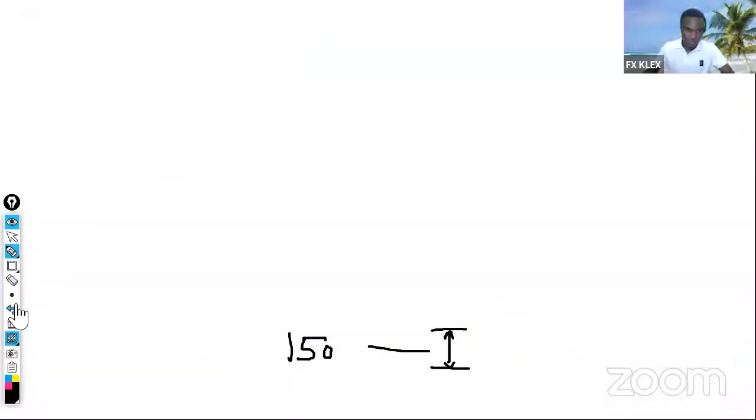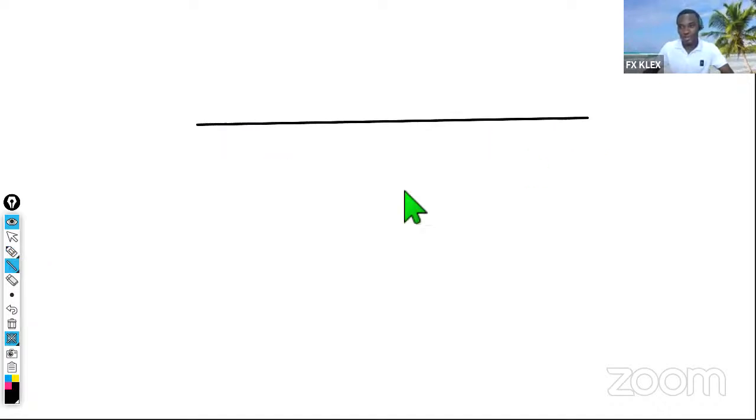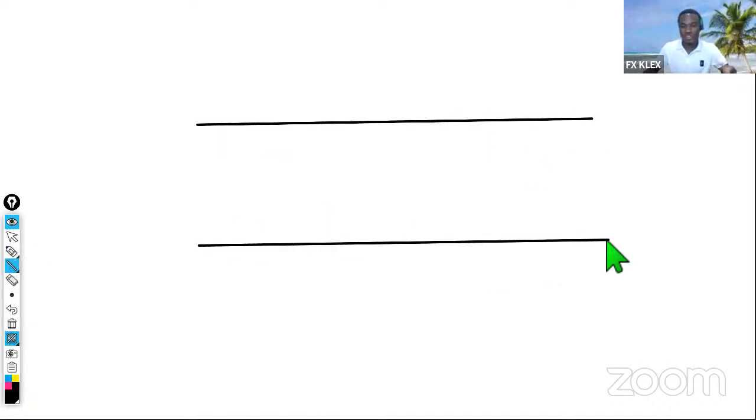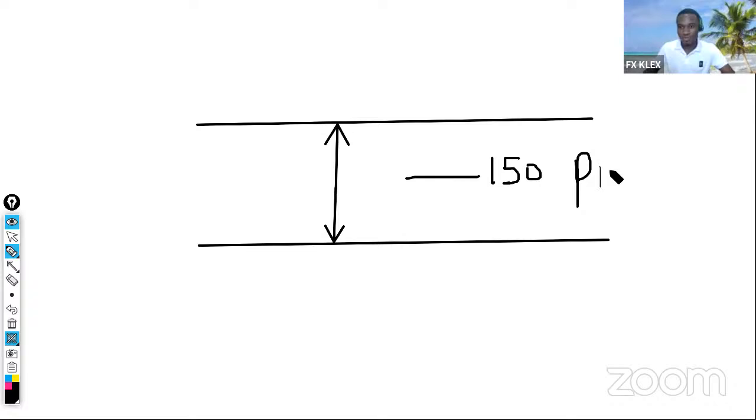Let's say I want to use my key level structures to mark a resistance zone and then a support zone on my trading charts. What I need to do is make sure that the distance between this zone and this zone is at least what? 150 pips.